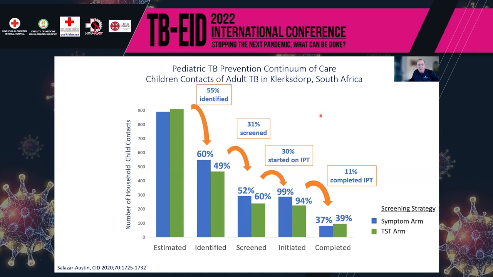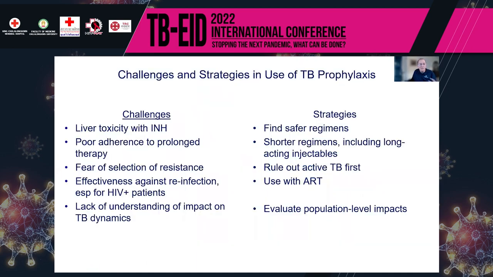So the overall cascade of care results in only 11% of these children exposed to a TB case in their household being given a course of TB preventive therapy. So what's the problem? Well, there's been lots of problems over the years.